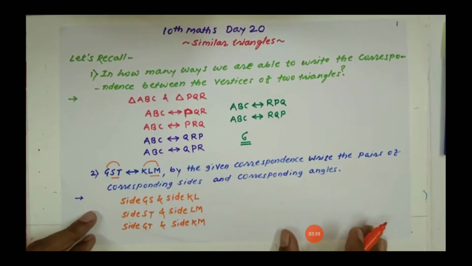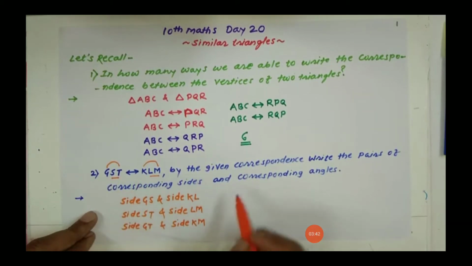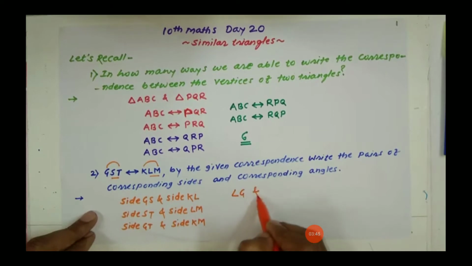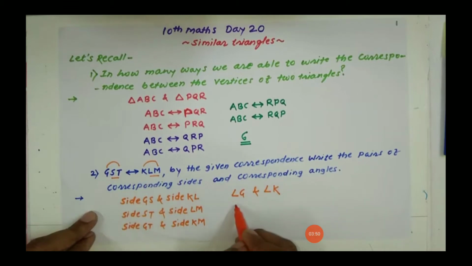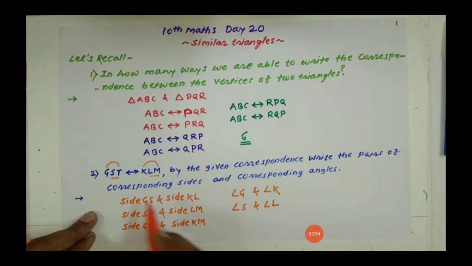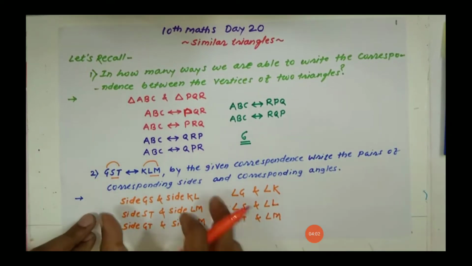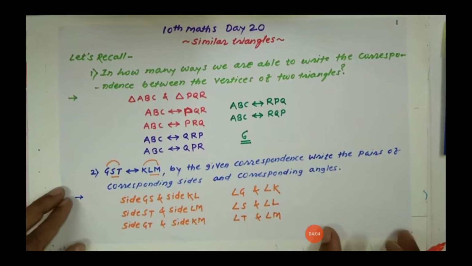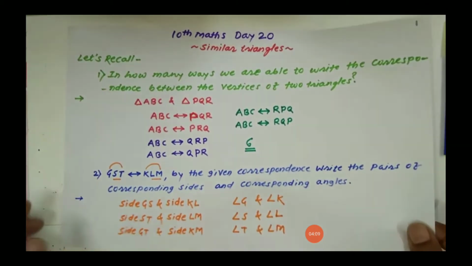Now I will write the corresponding angles. These are very simple. Angle G, first angle K, angle G and angle K, then angle S and angle L, angle S and angle L, then the last one is angle T and angle M. So these are the corresponding sides and these are the corresponding angles. So we'll see the next point, that is the definition of similar triangles.